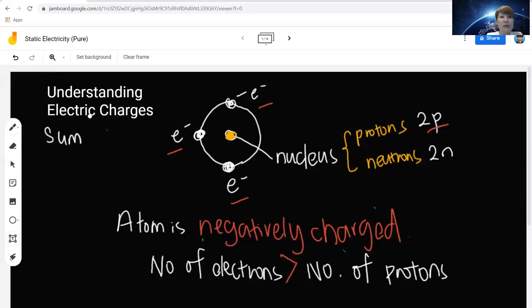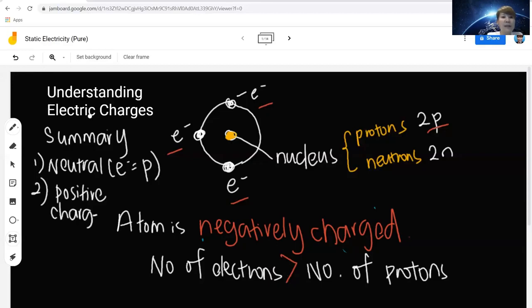So the summary is that an atom is neutral when the number of electrons is equal to the number of protons. It is positively charged when the number of protons is greater than the number of electrons. And the third example is shown here, when the atom is negatively charged, when the number of electrons is greater than the number of protons. So these are the 3 states that you need to know of: neutral, positively charged, and negatively charged.